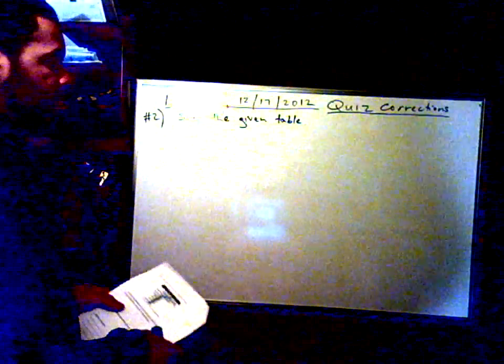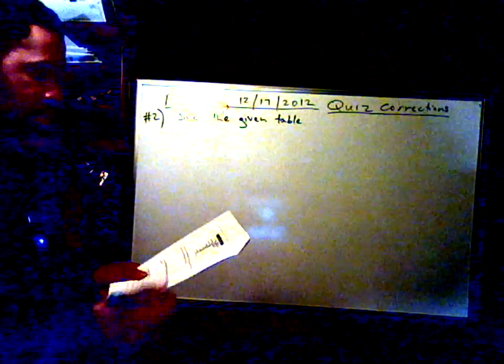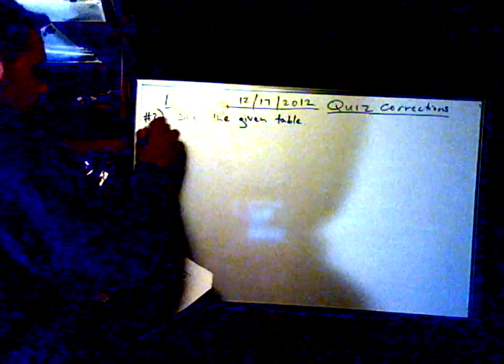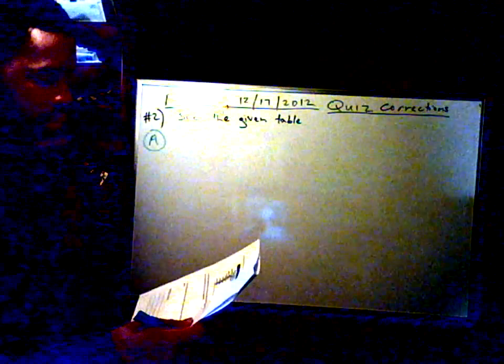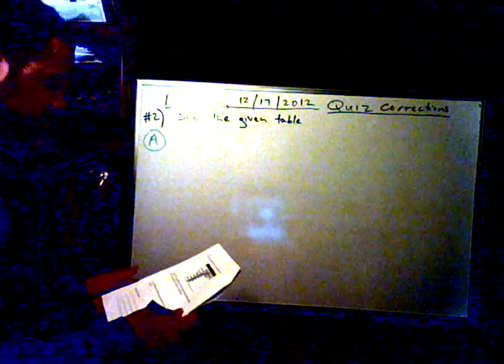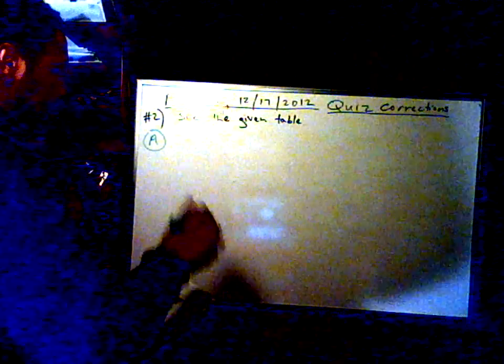Okay, so for number 2, I'm just going to ask you to look at your paper. The question is written on your paper. I'm not going to write the question again. You should look at the table for this. So part A asks us to find the probability that a mother received a gift of flowers or plant. And they ask us to write the probability in simplest form.